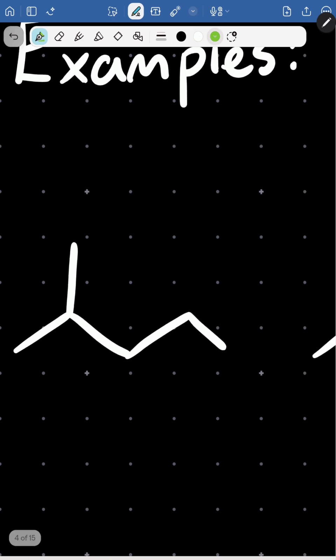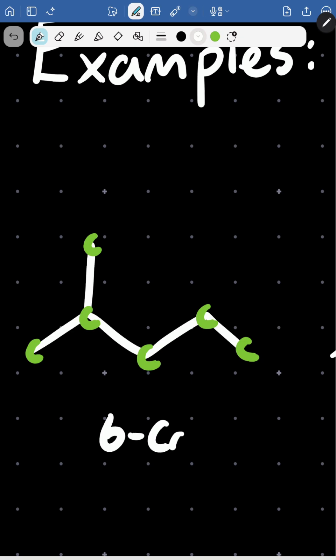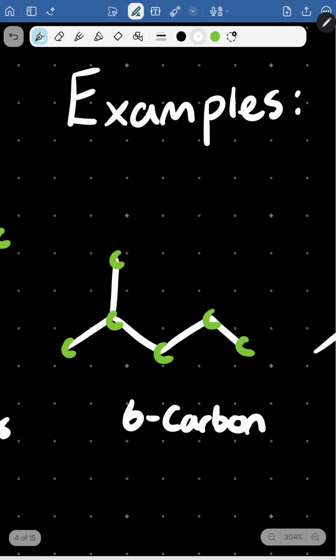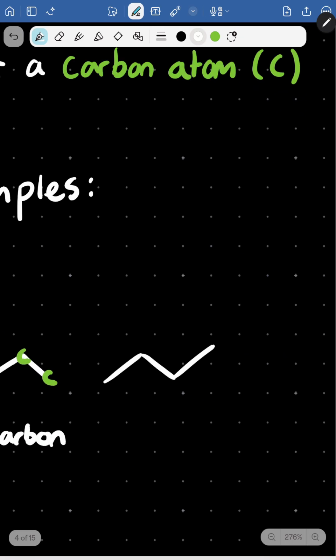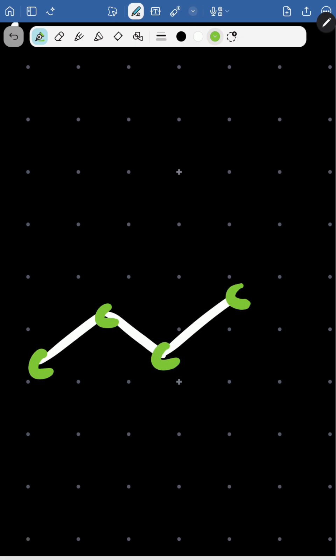Here we have the same principle. How many carbon atoms are there? Every corner and every line ending is a carbon atom. So we say 1, 2, 3, 4, 5, 6. There are 6 carbon atoms. And this one, we do the same principle. 1, 2, 3, 4. There are 4 carbons.